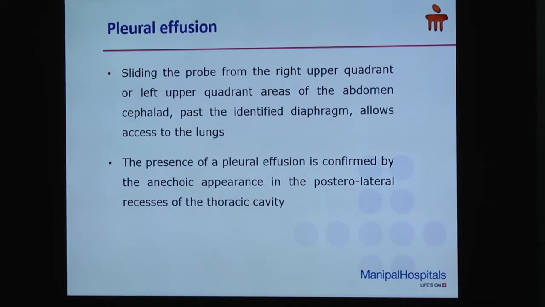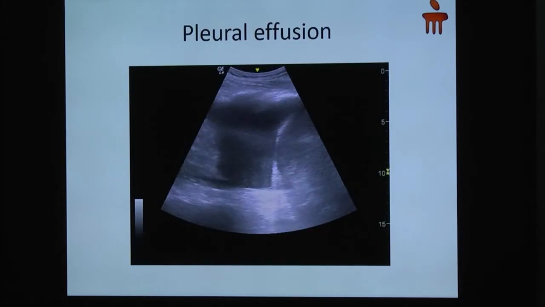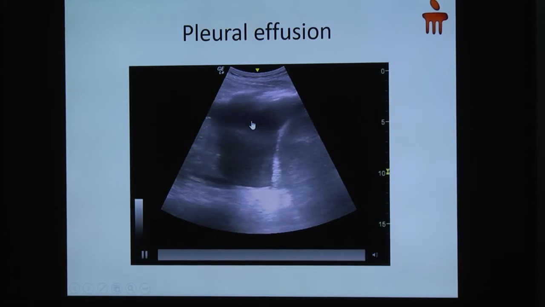How do you identify pleural effusion? Usually a probe which goes deeper, like a 4C curvilinear probe, is better. You start from the abdomen and go up, passing the diaphragm, and you will see an anechoic appearance in the posterior lateral recess of the thoracic cavity, because that's where the fluid will collect. This is how it will look. It is not possible to miss, even for an inexperienced person.